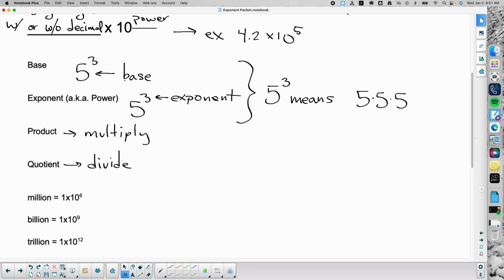Okay, so these are the main things we'll go over here that we're going to use this whole packet. You don't really need the stuff on the bottom, that's just if you want to know. Most of you know millions. That's probably all you really ever have to worry about. It's very, very seldom that you're ever going to need to use billions or trillions.